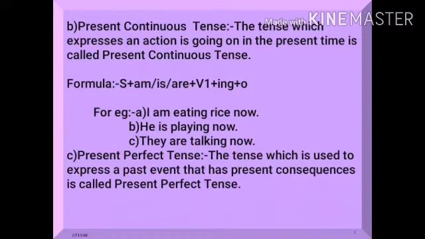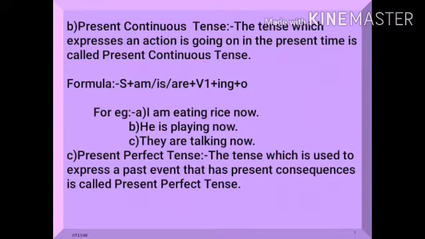After that, similarly, I have written he is playing now. He is the subject, then is, then play, V1, then ing playing, and now it is saying us the time. They are talking now. Similarly, I have written this example, number C. Now, after present continuous tense, here present perfect tense. So students, I hope you have understood simple present and present continuous tense well.